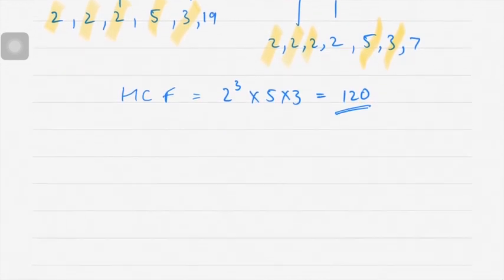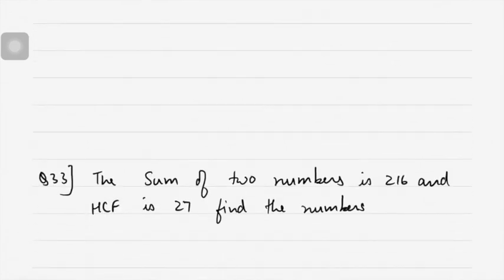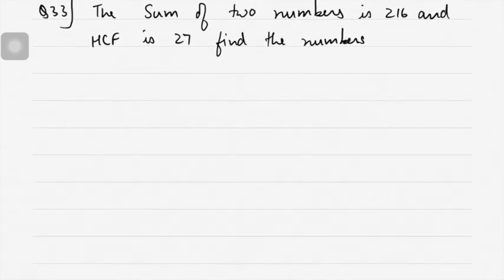Okay. Statements you can write the same way as you have written the previous answer. Now let's solve the last question for the day, which is: the sum of two numbers is 216 and HCF is 27. Find the numbers. So there are two numbers. Let's call them A and B. So A plus B is 216. From the first line, the sum of two numbers, we don't know the two numbers, so I am just writing A plus B.